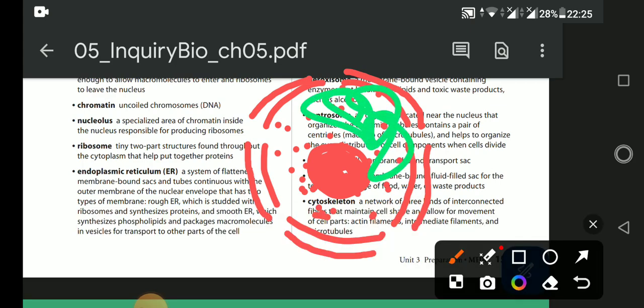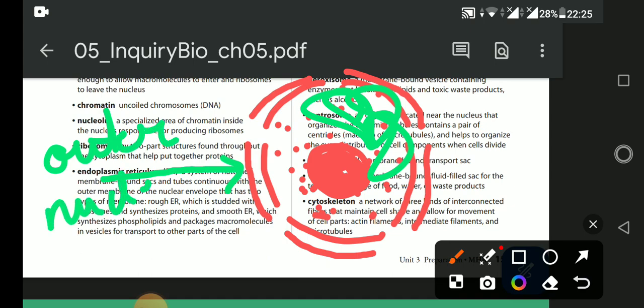Okay, so this is the outer nuclear membrane, just like the outer part of the cell is the plasma membrane. The other organelles present inside the cell also have a membrane.